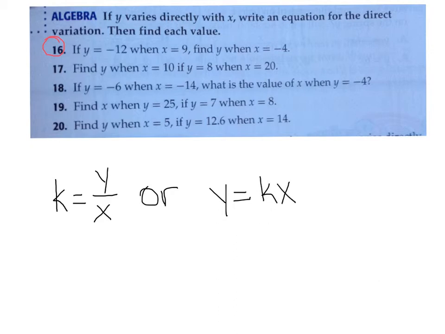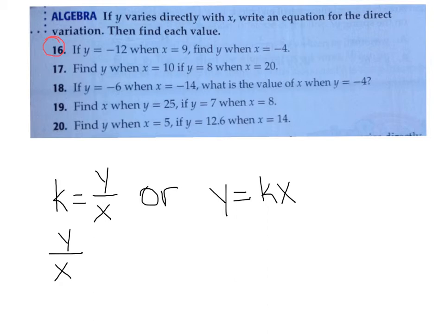So let's take a look at what we've got here with problem number 16. I may show you a little differently than what some of your other teachers are going to show you, but I'm going to hopefully show you a fairly easy way to do this. Now we know that y varies directly with x because it says that in your directions. If y varies directly with x, write an equation for the direct variation, then find each value.